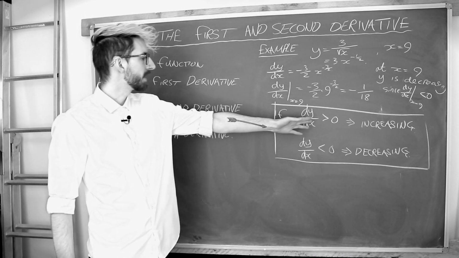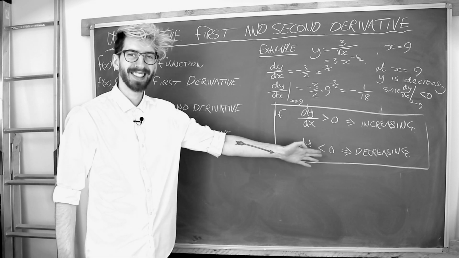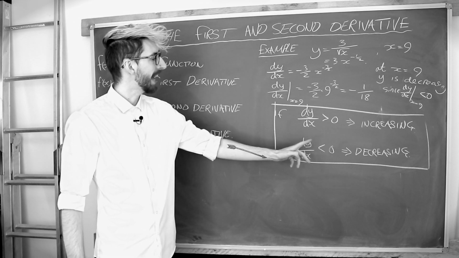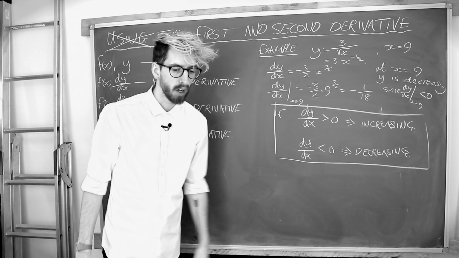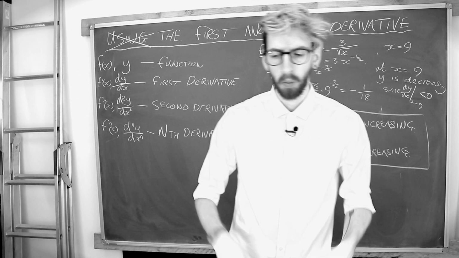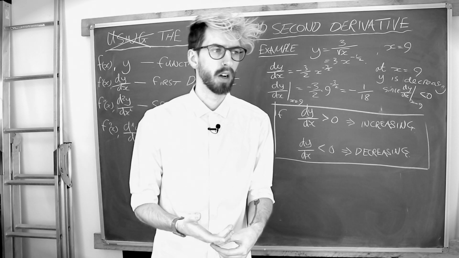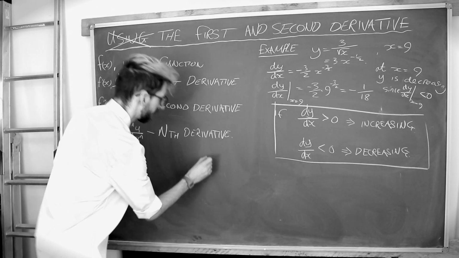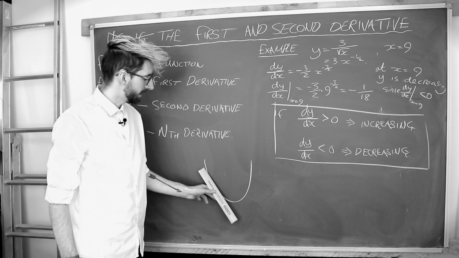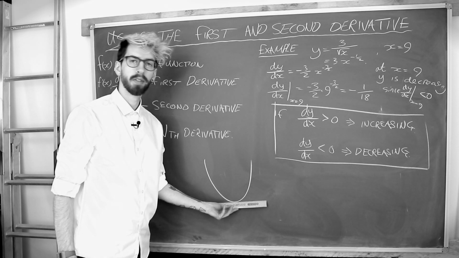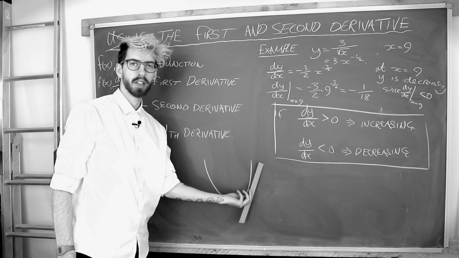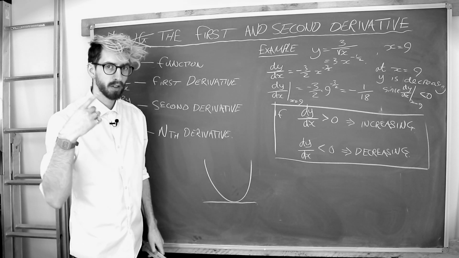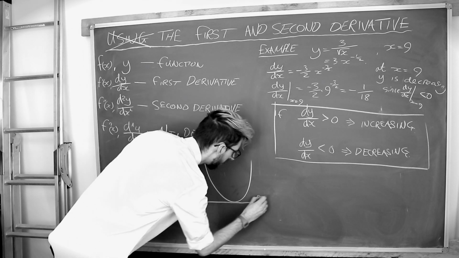Right. So if it's greater than 0, it's increasing. If it's less than 0, it's decreasing. What about the one thing that I've not mentioned? What if it's equal to 0? What does it mean when the gradient is equal to 0? Well, here's a little diagram: decreasing, decreasing, decreasing, flat, increasing, increasing, increasing. At this point here, that's where the gradient is 0.